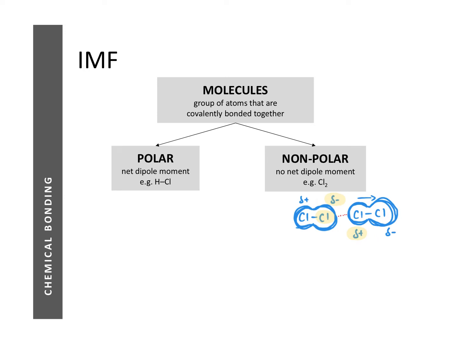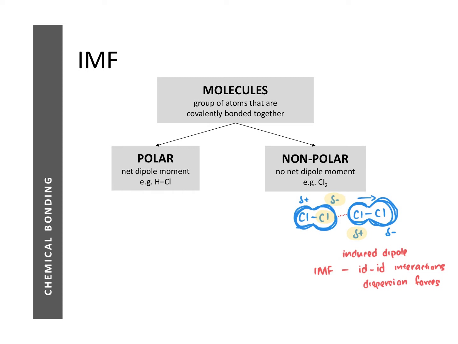Now we call this kind of phenomenon, or this kind of dipole, an induced dipole, because it's actually induced by neighboring molecules. So this kind of intermolecular force is called induced dipole interactions, or ID interactions. It's also known as dispersion forces. So whenever you see dispersion forces, it actually means induced dipole interactions. Now these induced dipole interactions are not very strong because the plus and the minus charges are not very pronounced. They are not very large.